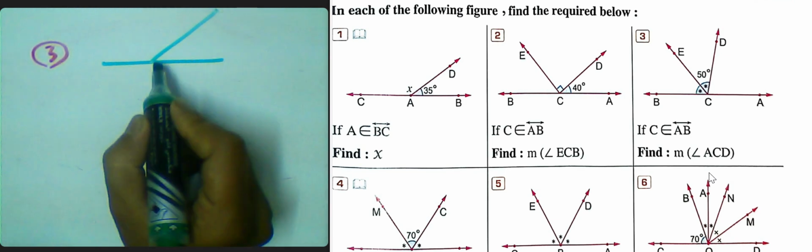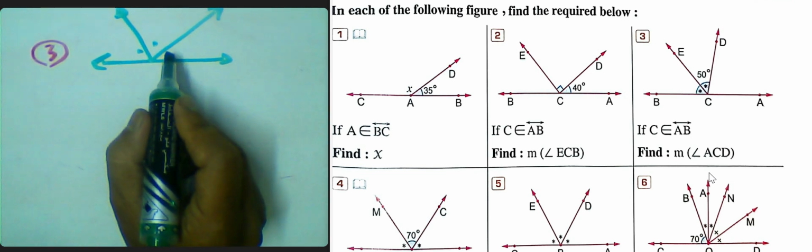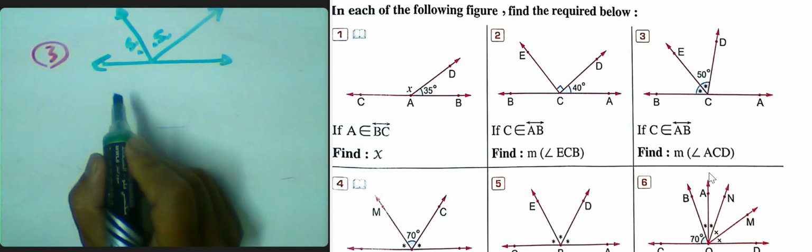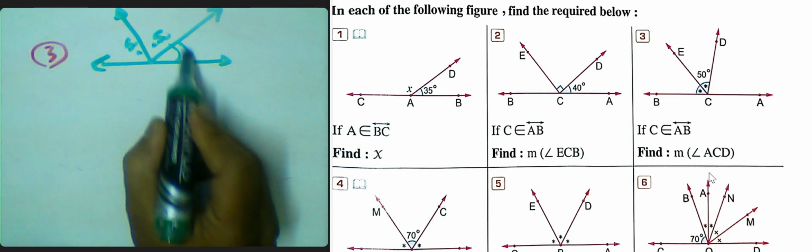It was question number 2. Question number 3. You want to find the measure of angle ACD. Where is ACD? On the right-hand side here, it is divided into two equal angles, and the measure of each one of them equals 50. And you want to find the measure of this angle.